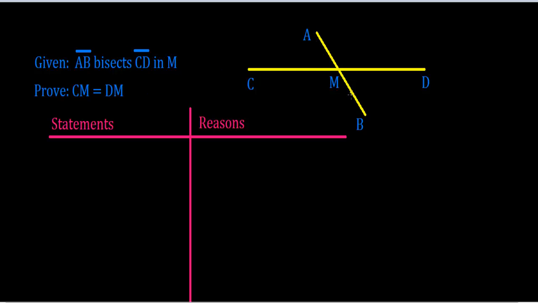I have segment AB, this one right here, and it says that it bisects this segment, segment CD, at point M. Now let's review the definition of a segment bisector, because in this case segment AB is a segment bisector. The definition of a segment bisector says that it is a segment, a line or a ray that intersects a segment at its midpoint. So according to this definition, I can very quickly conclude something.